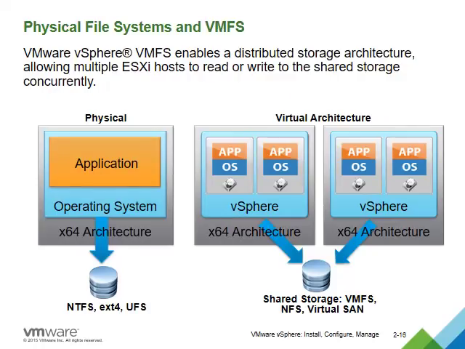Here we're going to discuss the physical file system and the virtual machine file system. Your virtual machine file system enables a distributed storage architecture, allowing multiple ESXi hosts to read and write to shared storage concurrently, or basically at the same time. Right here you'll notice you have your SAN and your virtual machine file system, and what that does is allow you to write back all of that information from multiple hosts to this one shared storage.